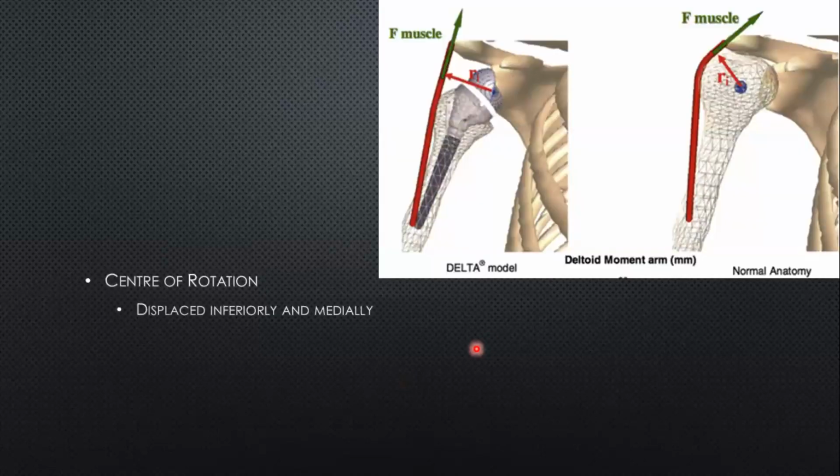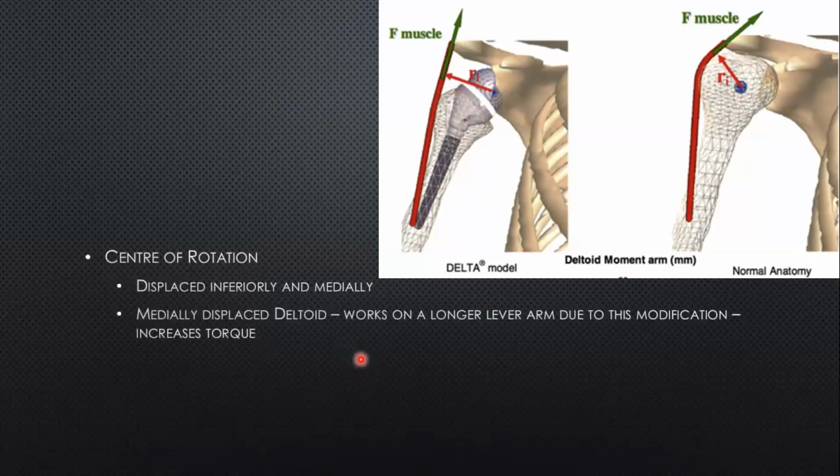So basically here, what happens is that this is the normal center of rotation. That's the center of the humeral head. However, in RTSA, we have medialized as well as inferiorized the center of rotation. So what is the advantage in that? There are multiple advantages. The medially displaced deltoid works on a longer lever arm due to this modification. So torque formula is basically force into the lever arm. So when we are increasing the lever arm, the resultant torque will be much more for the same amount of force applied.